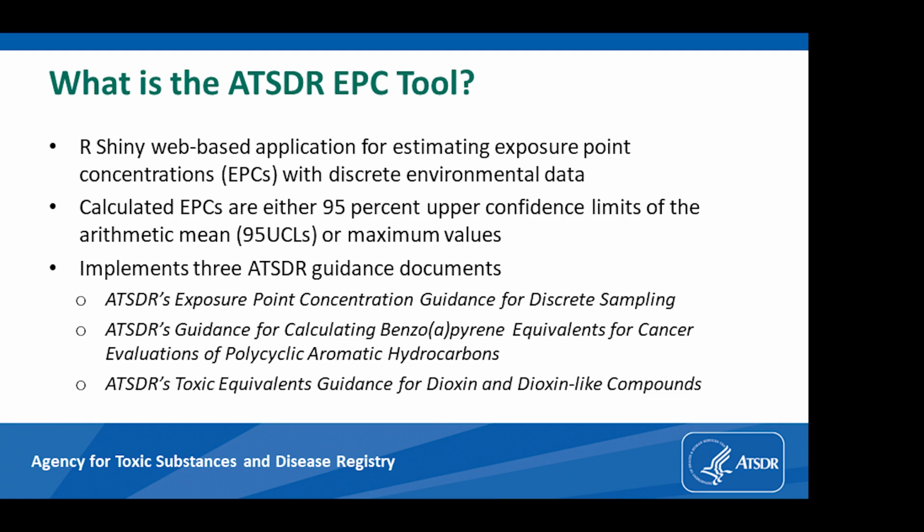The EPC tool automates procedures from these documents so that health assessors can quickly and accurately calculate EPCs for their data in an easy-to-use program. The tool also provides some useful supporting tables and figures with summary statistics and other information about the calculated EPCs. And it has a feature that allows health assessors to export the calculated EPCs and other data for additional analysis in ATSDR's Public Health Assessment Site tool, or FAST.